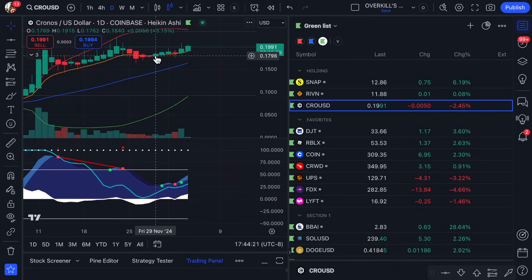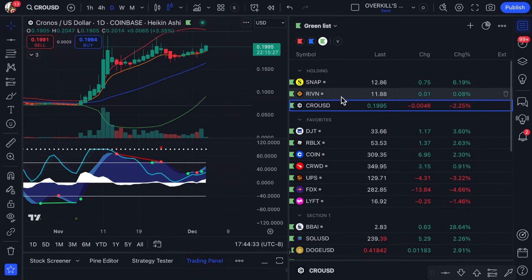CRO, same thing. We're consolidating on our moving average. We broke out off of it there. Right here was the green dot we actually entered on the 30th. And what did it do? It broke out over the 9, and now the price is trending up.